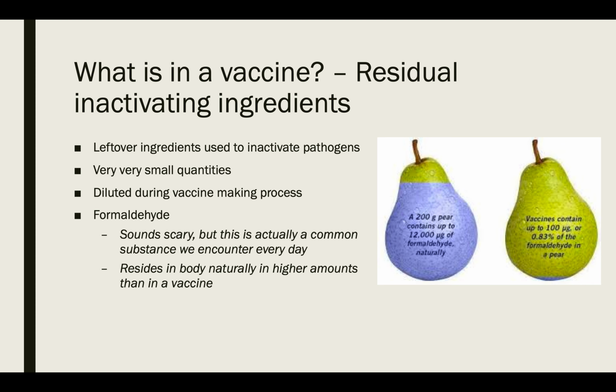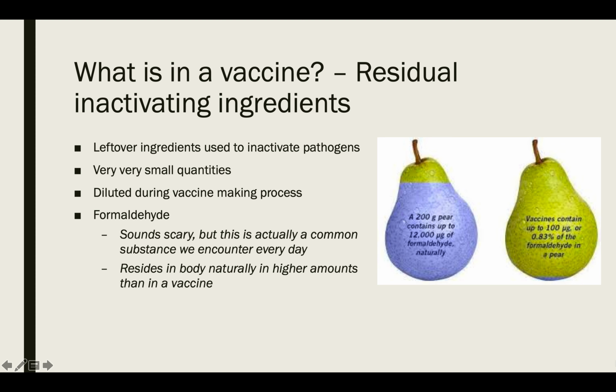It sounds scary, but it's actually a really common substance we encounter like every day. If you've ever bought a new mattress or new furniture, there's formaldehyde in it. We have just naturally occurring amounts of formaldehyde in our body, and much higher amounts than would be in a vaccine. So one of the best examples is pears. A 200-gram pear contains up to 12,000 micrograms of formaldehyde just naturally. And this would be in an organic pear too. I mean, it's just there.